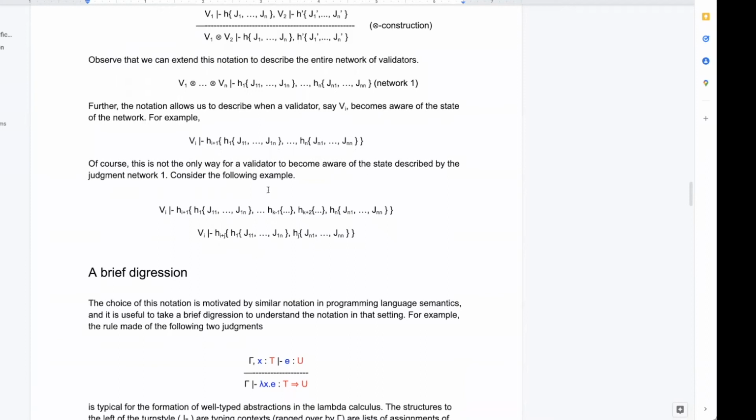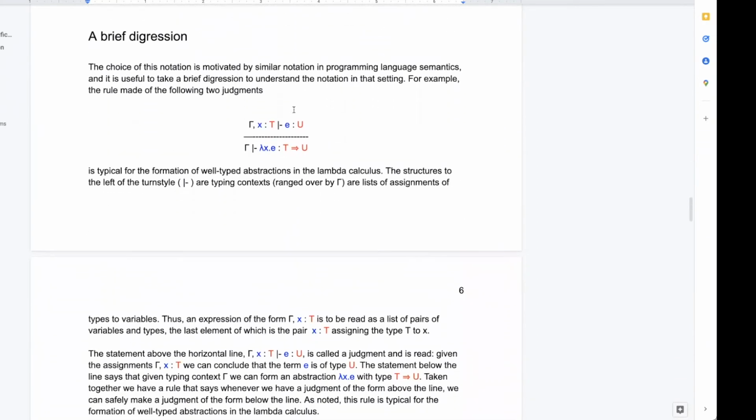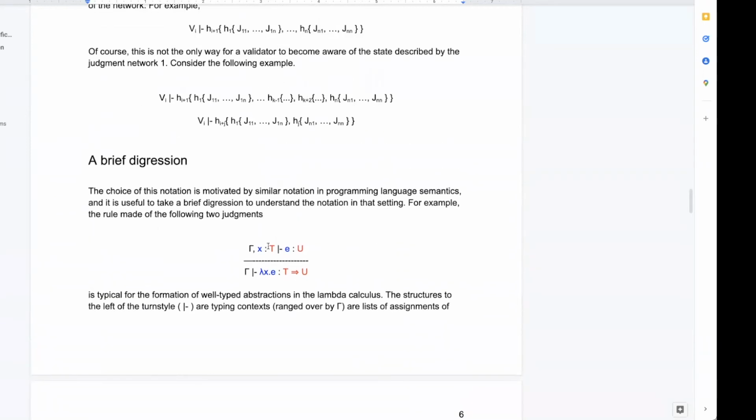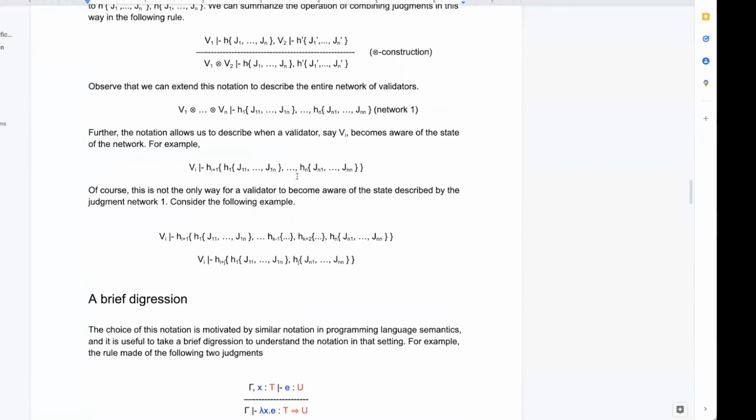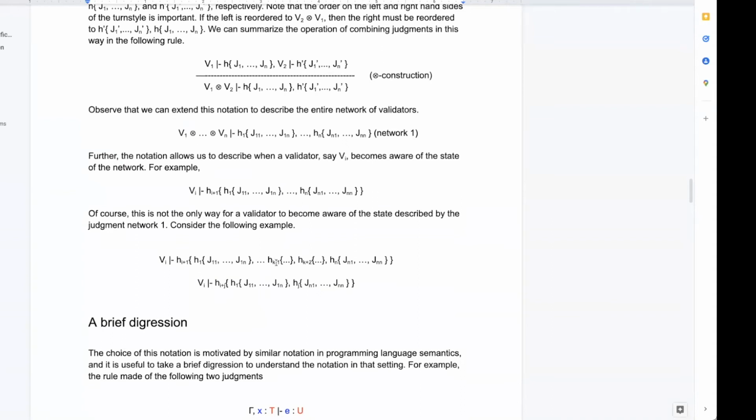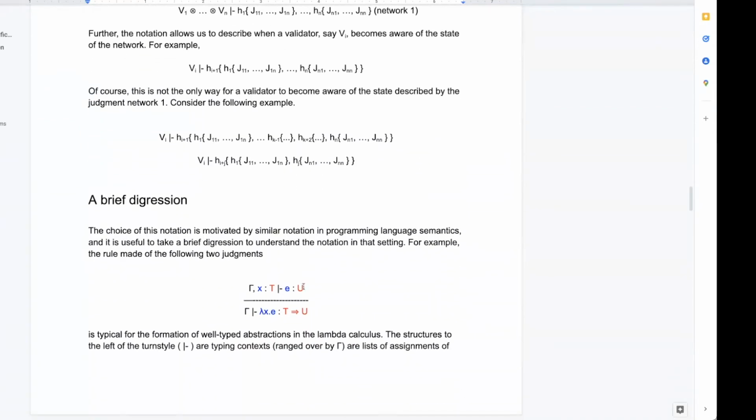So that's kind of term level validity. Over here, I've color coded this rule, and notice that this rule is very similar in shape to a rule like this. So we've got a judgment of a particular shape, and we're going to produce a new judgment of a slightly different shape that uses the information.